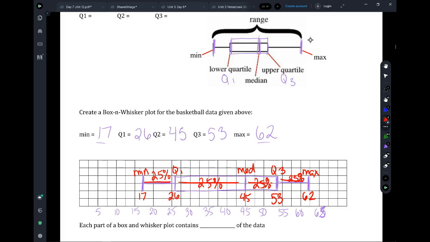So 25% for each sort of section of a box and whisker. So each part of a box and whisker contains 25% of the data.